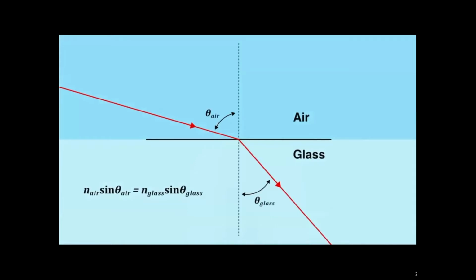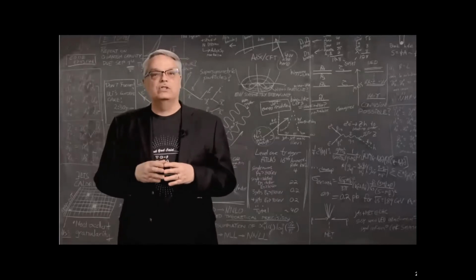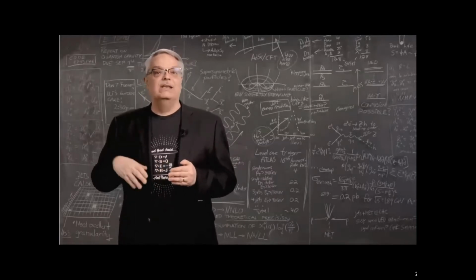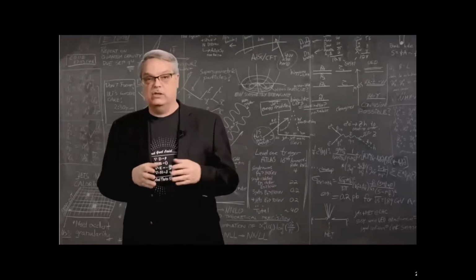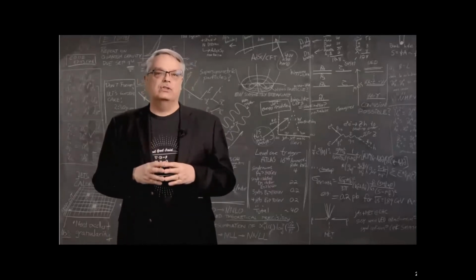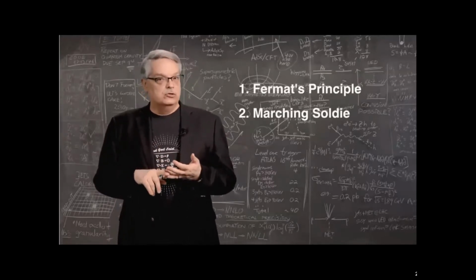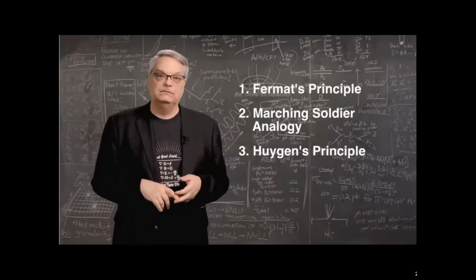If you'd like to learn how to use the formula, there are many online tutorials, but I'm not going to cover that here because I want to get into the question of what is the physical process that causes the path of light to change as it enters the glass. So let's get into it. There are three commonly suggested explanations that are wrong, or at least incomplete. They are Fermat's principle, the analogy of soldiers marching, and Huygens principle.